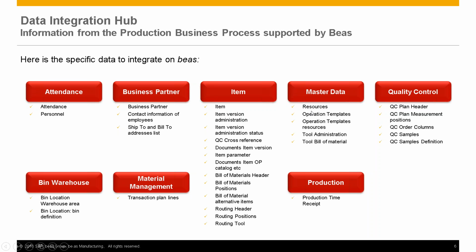Other things are the resources and the operations, tool administrations, all of the things that go for the production master data. We have the quality control that we talked about before, because probably most of the information, if you don't have it in beas, you can upload it just to get it integrated. And the bin warehouses, that is the automatic warehouse that we talked about before. Material management, that is the transaction plans line, and of course the time receipts that we have in the machines when we are producing.